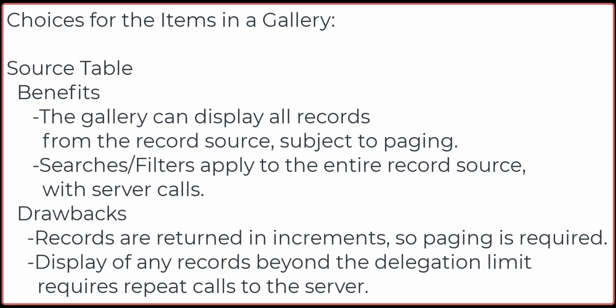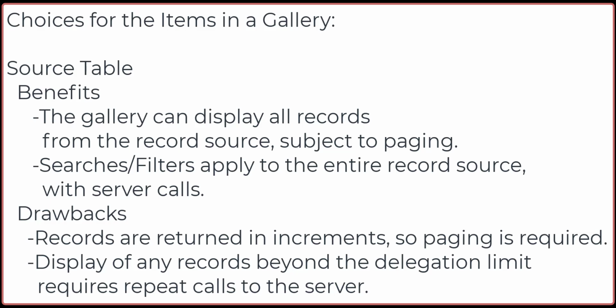The final option is the source table itself used directly as the item list for a gallery. The gallery can display all of the records from the record source, subject to paging. In other words, the gallery will load records in some increment of, say, 100 at a time, requiring you to page and scroll to get to the end of the record source. The other advantage is that searches and filters apply to the entire underlying record source with server calls. As you request more records, that forces return calls to the server to get those records.